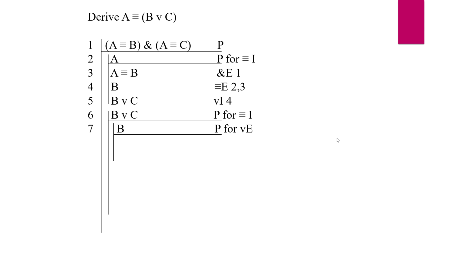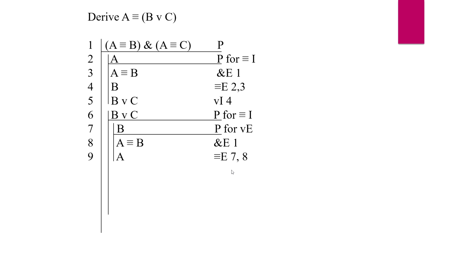Remember, we can't use anything from the closed subderivation on lines 2 through 5, but we can still use the main premise on line 1. So on line 8, we can get A if and only if B by conjunction elimination from line 1. And then we can get A on line 9 by biconditional elimination from lines 7 and 8.